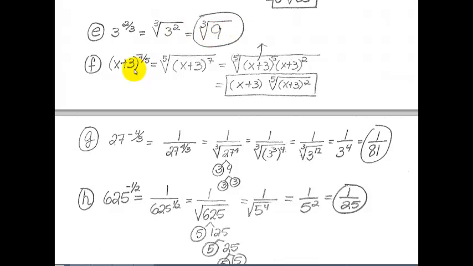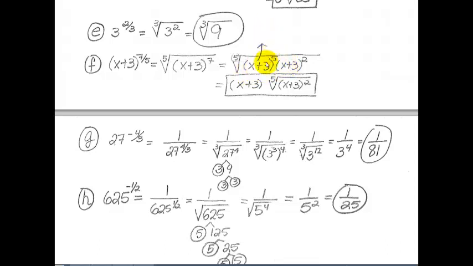This one, x plus 3 raised to the 7/5. 5 is the root, so I put it there. 7 is the exponent, so I put it here. Can I rewrite? Because right now I cannot remove anything, but I notice that I can rewrite as x plus 3 to the 5th, x plus 3 to the 2nd. Writing this way, I can remove one of the x plus 3's, and this one is going to stay in the house.